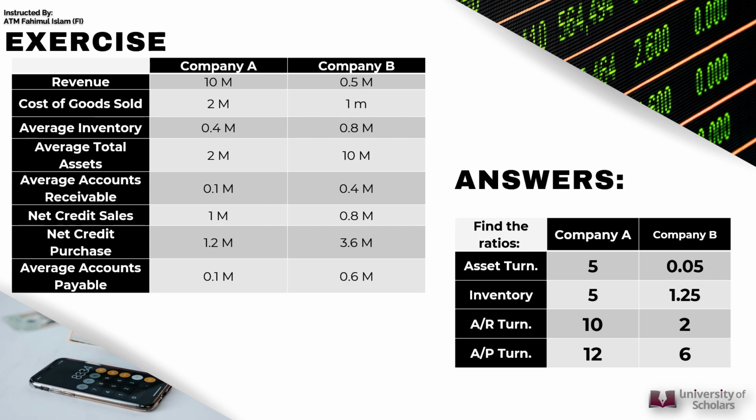For the first one, asset turnover, company A has 5 times and company B has 0.05 times, which is a serious issue. So the 5 indicates that company A generates 5 taka in sales for every taka invested in its asset. A higher asset turnover ratio suggests that company A efficiently uses its asset to generate revenue, but company B is only generating 5 paisa in sales for every taka invested in its asset.